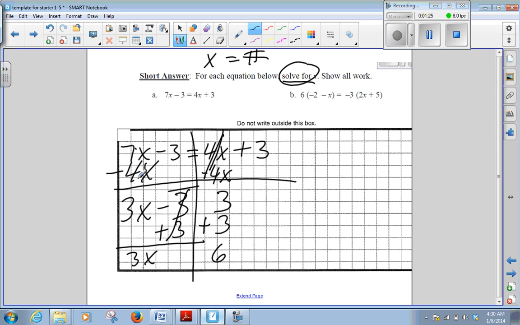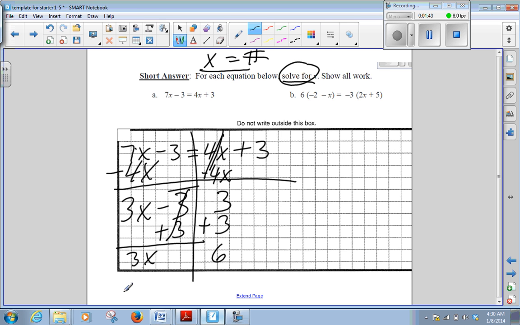Now, up here, I subtracted 4x because I was trying to get rid of the 4 x's. Here, now, all I want to do, because I want to end up with x is equal to a number, is get rid of that 3. So I'm not going to cancel out this 3x with subtracting 3 x's because I don't want to get rid of the x. So I need to just get rid of the 3.